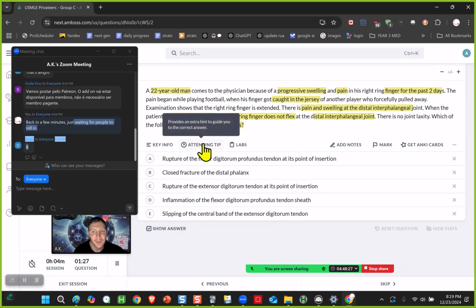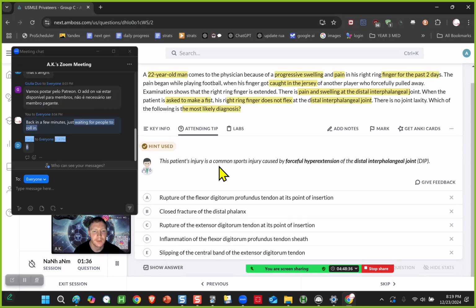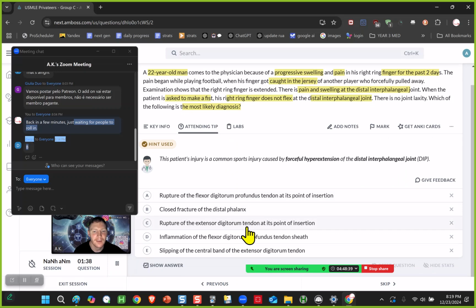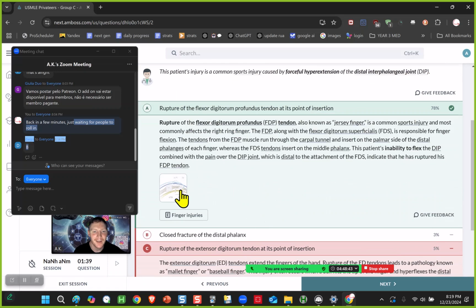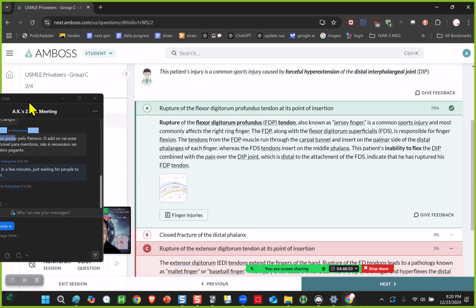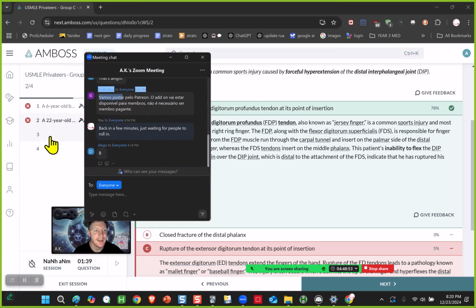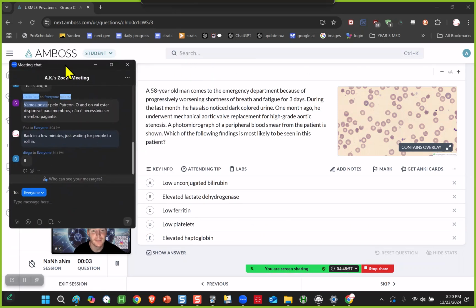So let's do the attending tip here, because it won't matter. This patient's injury is a common sports injury caused by forceful hyperextension of the distal interphalangeal joints, so the DIP joint. Okay. So it was this one. All right. If you look at this picture, this picture is not going to be on the card, so it's good to look at it. But the content of the USMLE is not the star of the show right now. So we're going to go over that content by all means, but we were not going to review that very closely right now.